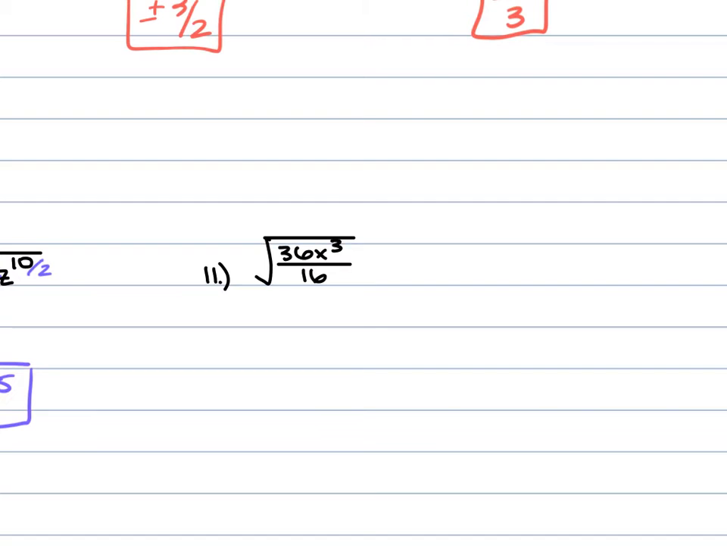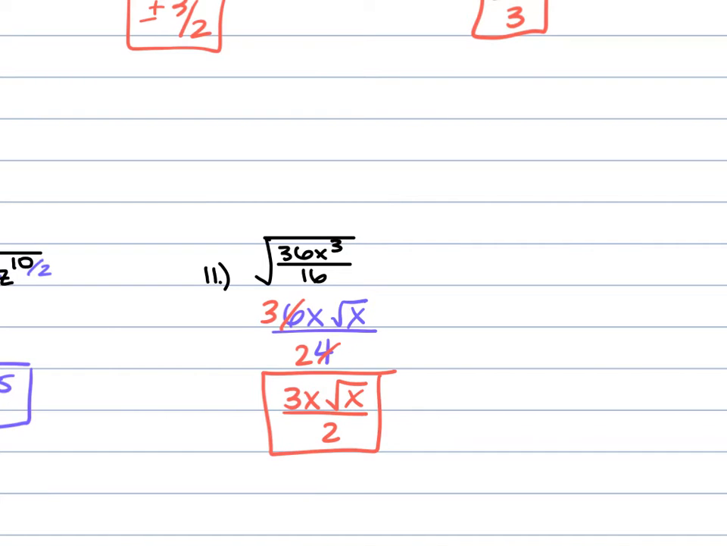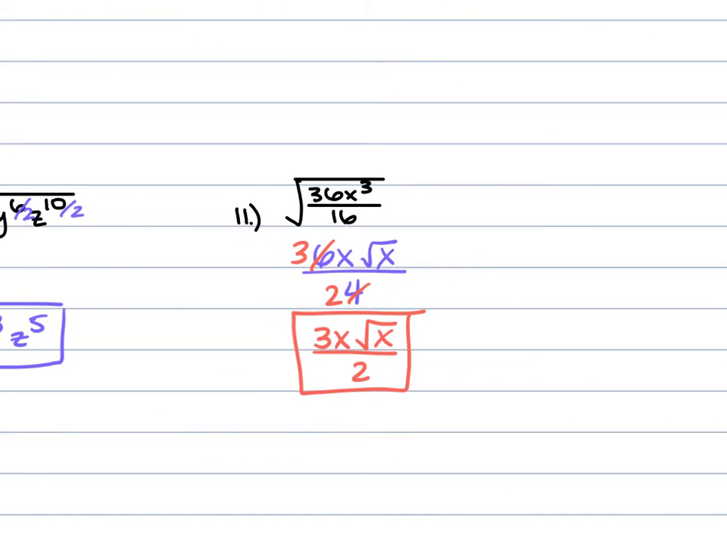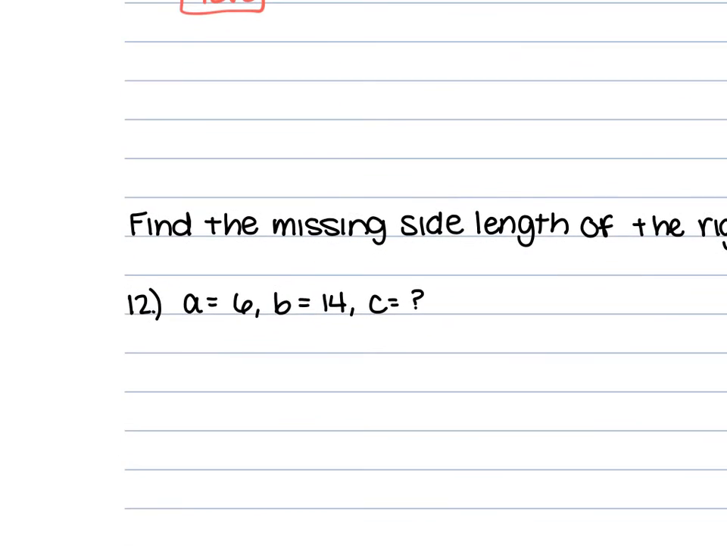For 11, we have the square root of 36x cubed over the square root of 16. So this is going to give us a 6x square root x over 4. The 6 and the 4 simplify to be 3 and 2. So this is going to give us 3x square root x all over 2. Remember, anything that's left over after we divide, that's what stays underneath that radical, which is why we have that x staying underneath there.